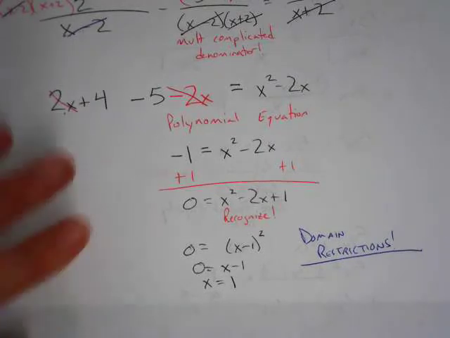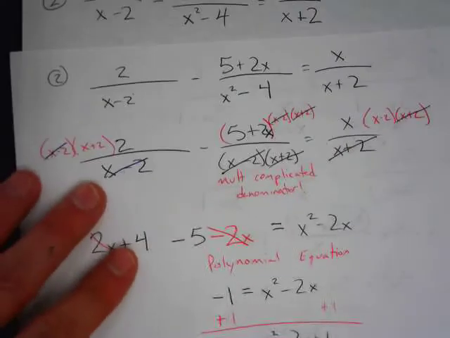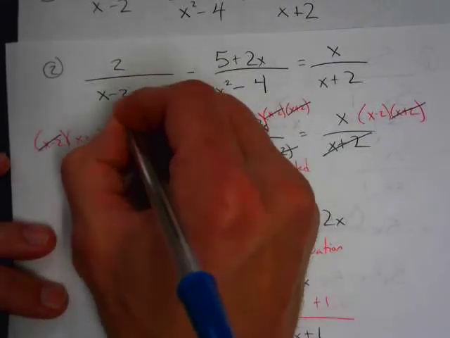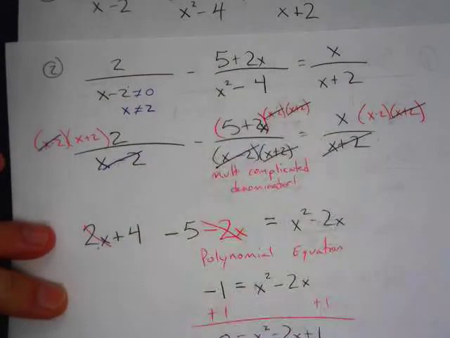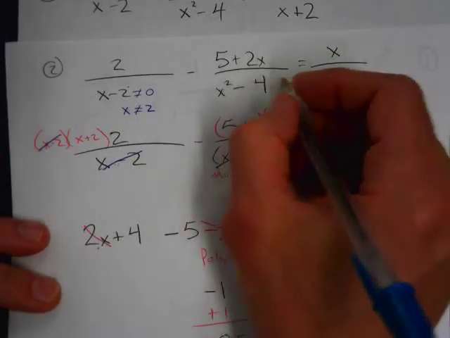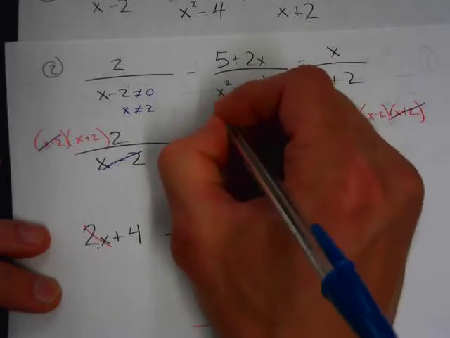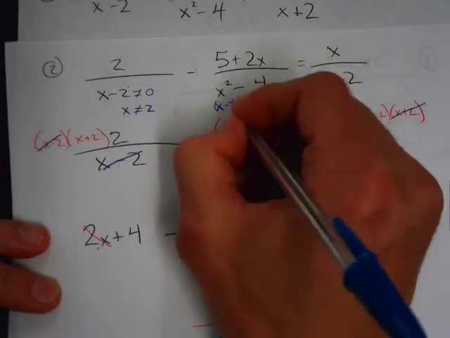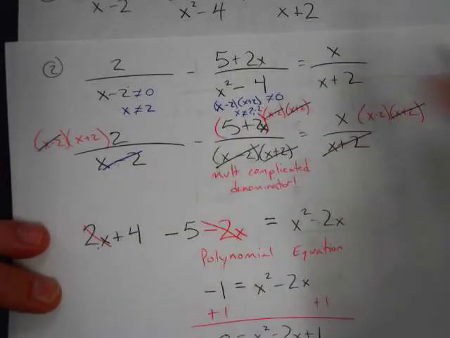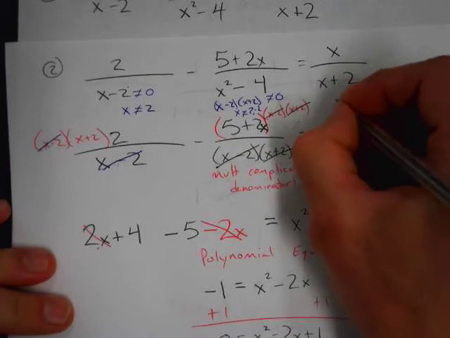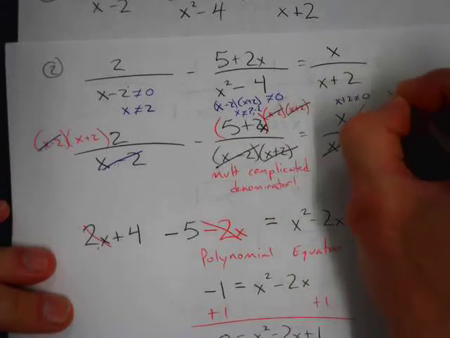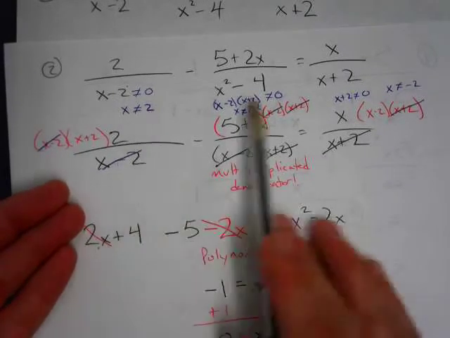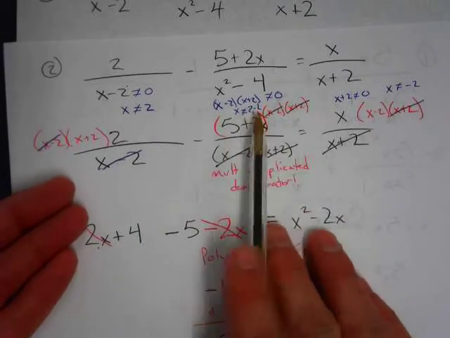So we go right back to the very beginning. If we look at our denominators from the beginning, x minus 2 cannot equal 0. Therefore, x cannot equal 2. X squared minus 4 was x minus 2, x plus 2, so x cannot equal 2 or negative 2. And the third denominator, x plus 2, cannot equal 0, so x cannot equal negative 2, which is basically what we just said.